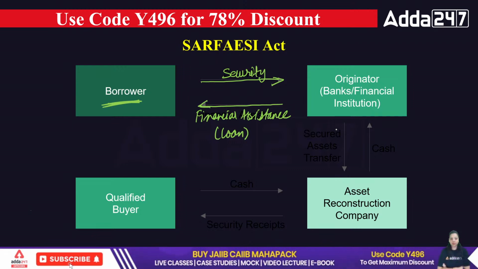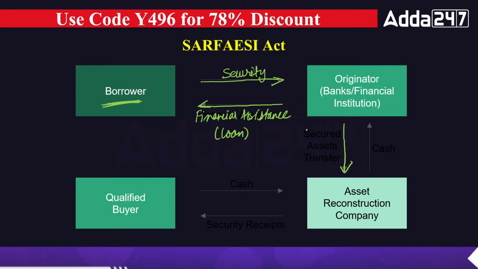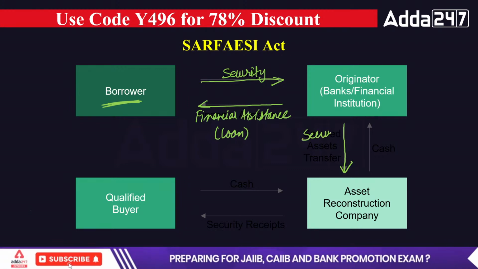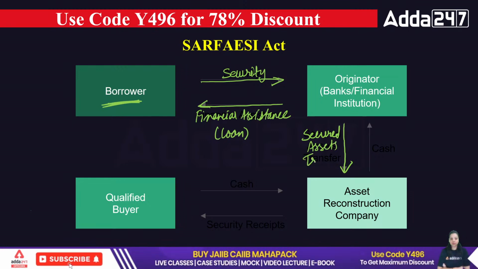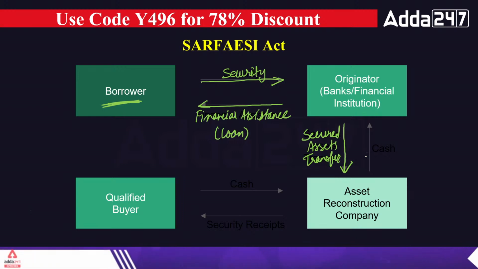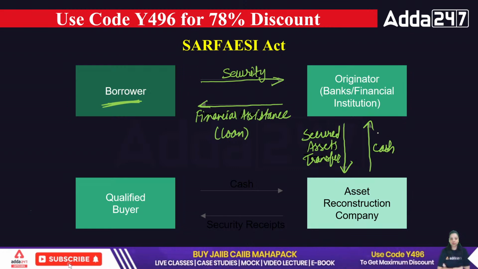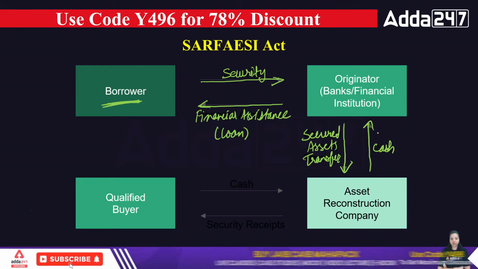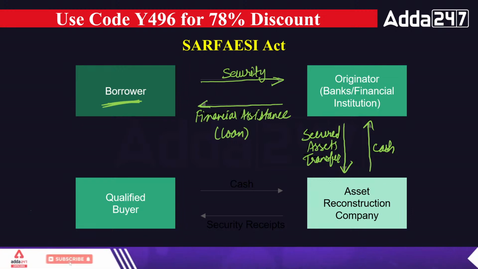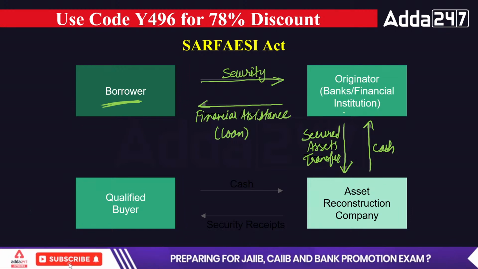Now what will the bank do? If the customer has not repaid the loan, the bank will transfer the security, the secured asset, to the asset reconstruction company. And this asset reconstruction company will give the bank cash, the amount of loan which the bank is trying to recover. Okay. Now the asset reconstruction company has given money to the bank. So the bank has recovered its NPA.